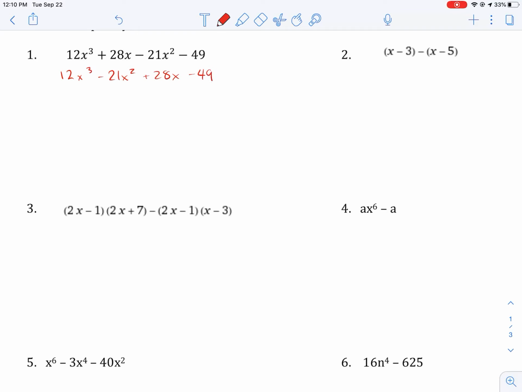Okay? So, our first step here is to see if we can take out a GCF. Now, as I look across these numbers here, you'll notice that you really can't. I mean, we could take out a 7 from some of these, but we can't take anything out from this 12. So as far as GCF goes, there is no GCF for these 4 terms. Okay, so we're just going to have to go by factor by grouping.